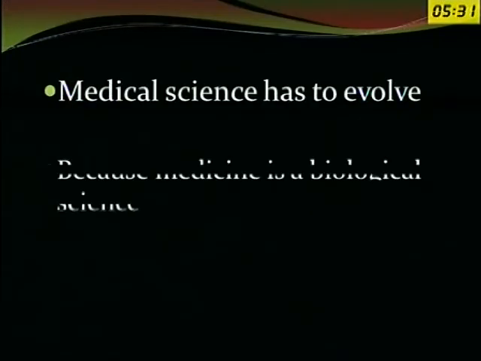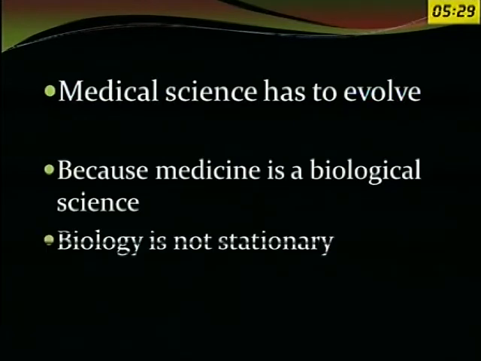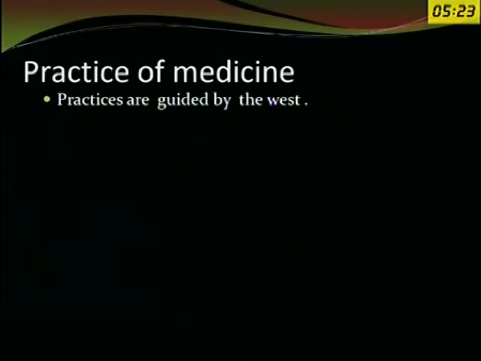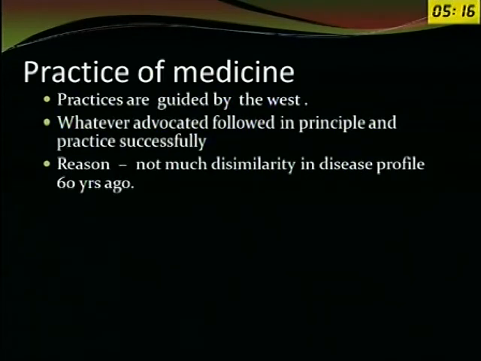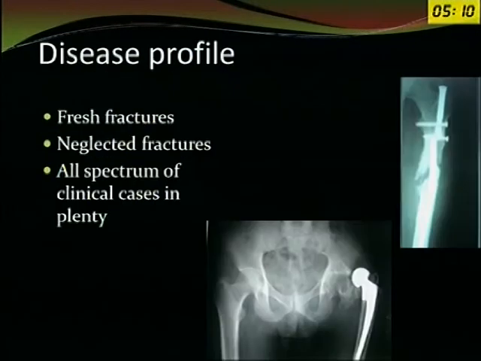Well, medical science has to evolve, because medicine is a biological science and biology is not stationary. We have moved from one cell to the current human population. Well, practice of medicine is guided by the West. Whatever is advocated is followed in principle and practiced successfully. The reason: there was not much disparity in disease profile 60 years ago, but now there is a huge disparity.